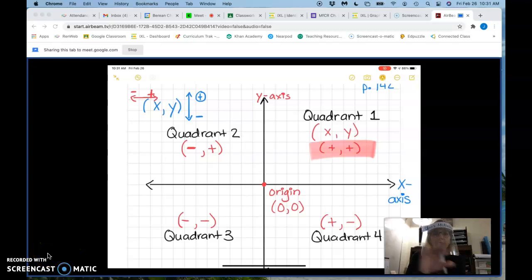So these are just some facts that you need to know about the coordinate plane, and you're going to use this page in your notes to help refresh your memory whenever you forget.